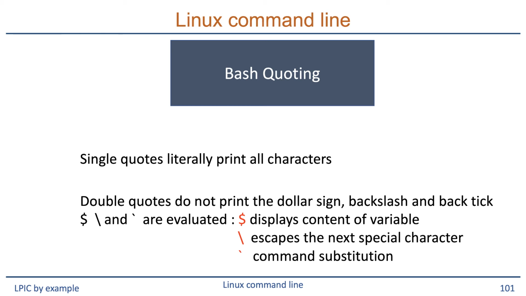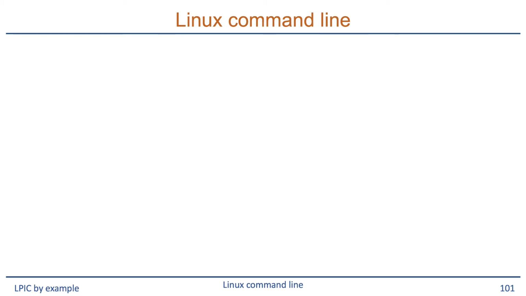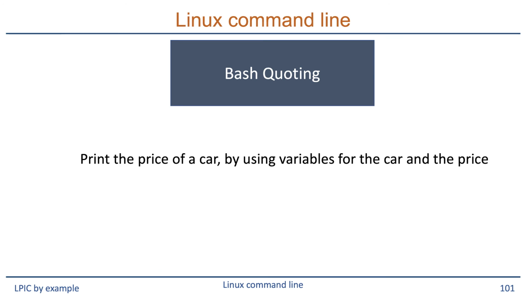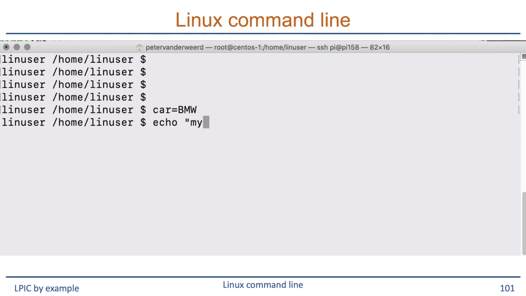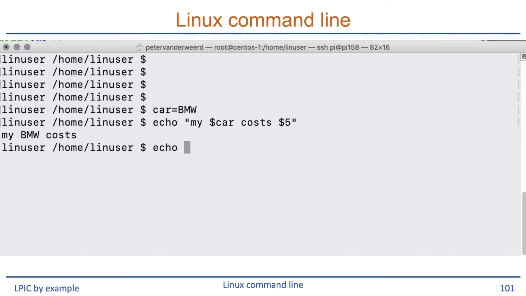Now, maybe this can all best be explained by demonstrating it. Imagine you have a car that only costs $5 and you want to print the car and the price. So we fill the variable car and that's it. So let's say we have a BMW. Then when we use double quotes, we see that it does not print the $ sign but evaluates it. This is nice for the value of the variable car, but we want to literally print that it costs $5. Since $5 is non-existent, it will not print anything. So this is kind of a problem.